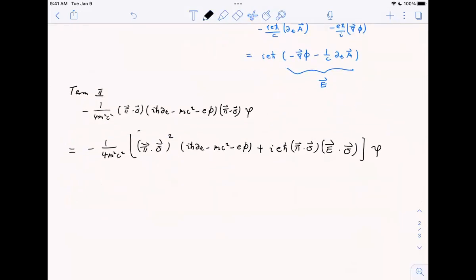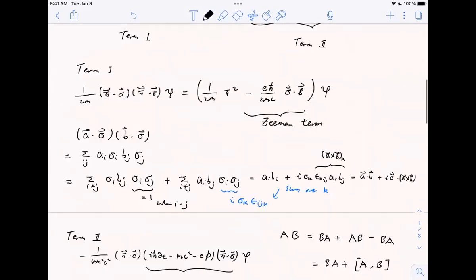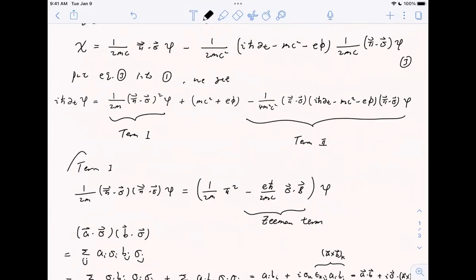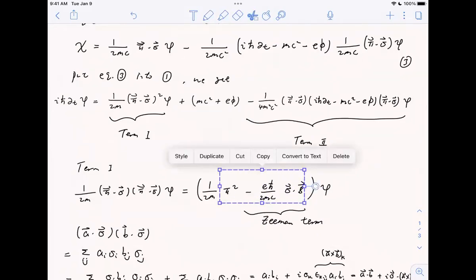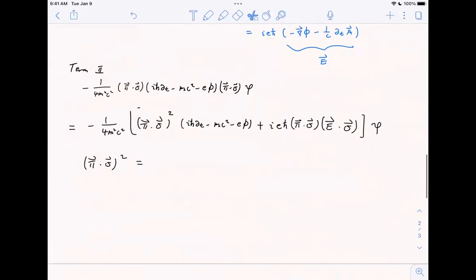Okay, so now let's deal with them. Furthermore, this one, pi dot sigma square. So this one, we already got it last time. I dealt with it last time. That is basically this term 1 here, but without this 1/2 pi. So it will be this thing. This thing will be what we need, but without the 2m. Okay, this is this thing.